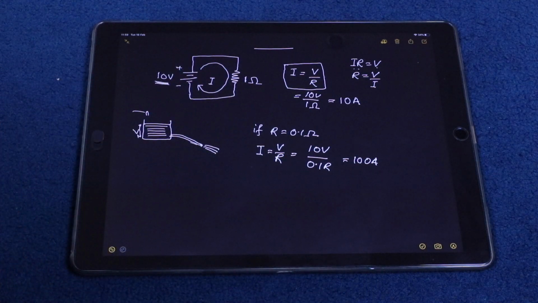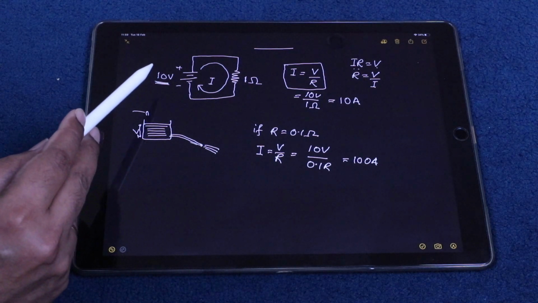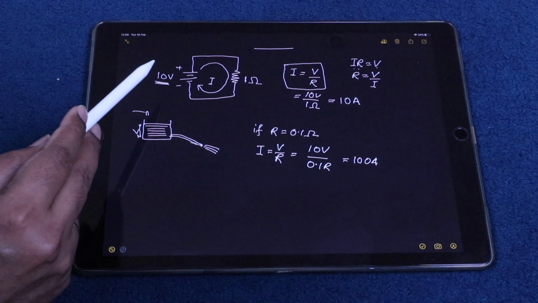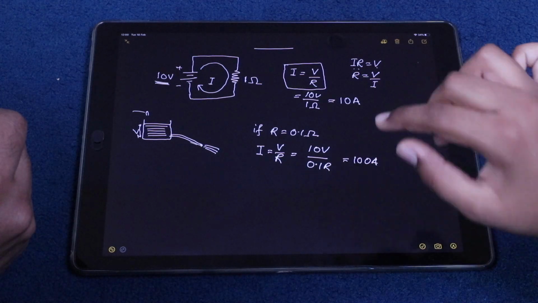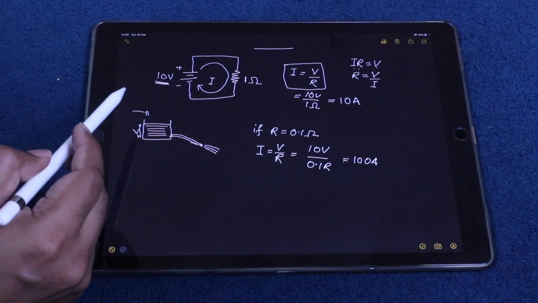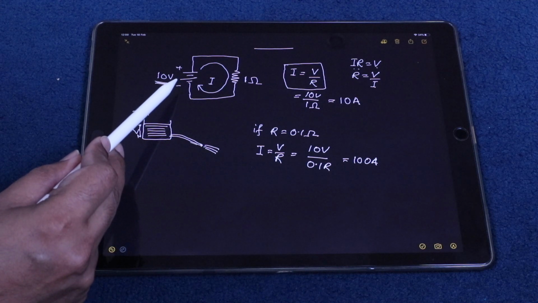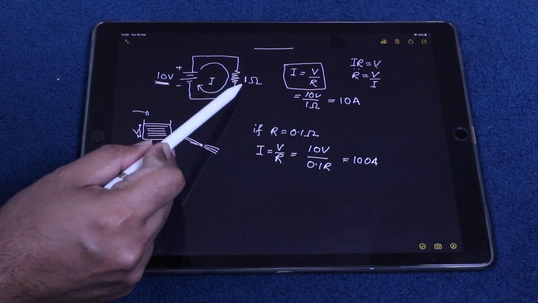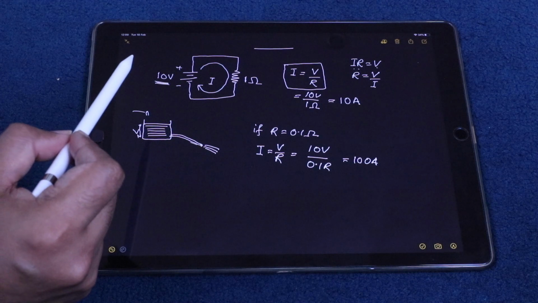But how can you get higher current than the battery supply? Oh no, the battery doesn't supply current. The battery does not supply a current. The battery supplies a fixed voltage. But then why do we call it amperes instead of voltage? Because the voltage is a property of the battery, it's a property of the source. Resistance is a property of the resistance. The current is a property of the circuit.